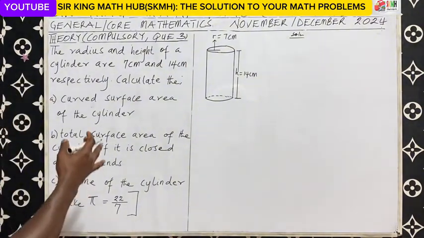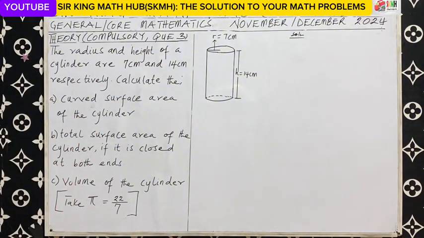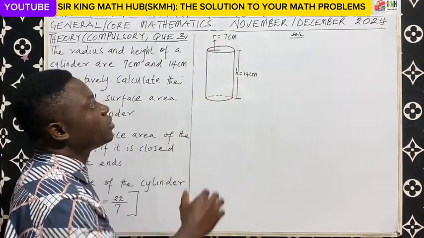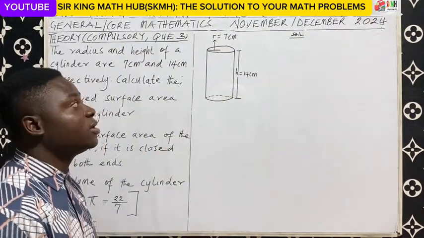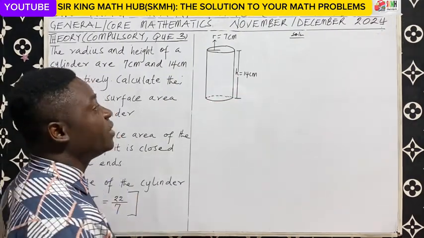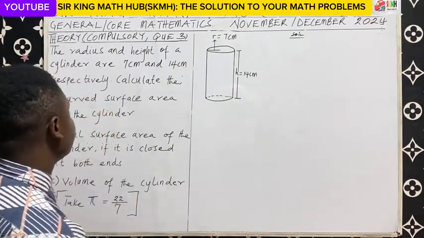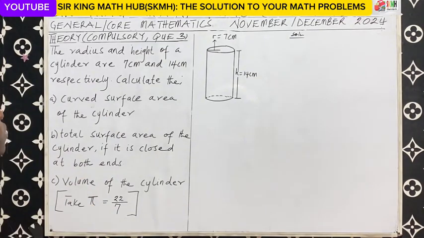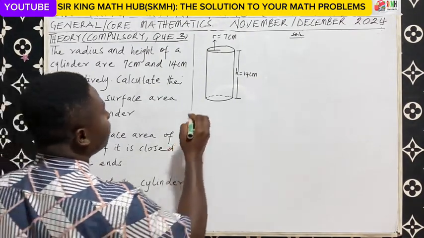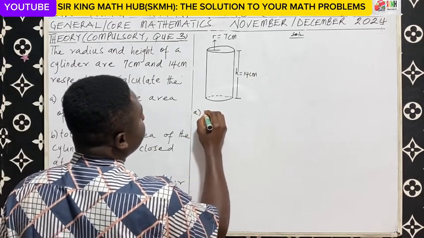So we have represented this information on the board. So there is the radius of the cylinder, given as 7 centimeters, and then the height of the cylinder, given as 14 centimeters. So with this information, we have to calculate the curved surface area of this particular cylinder.